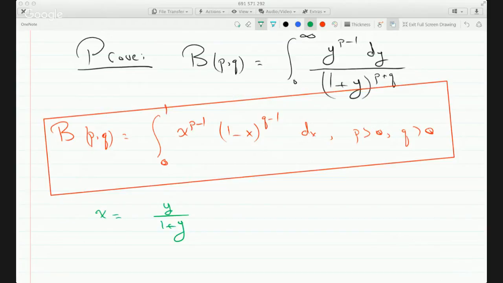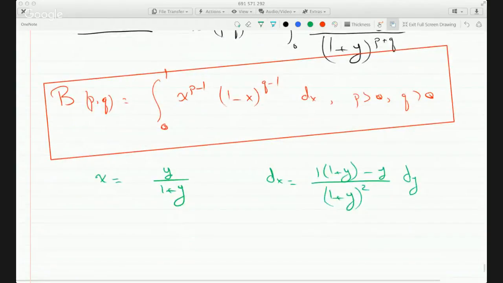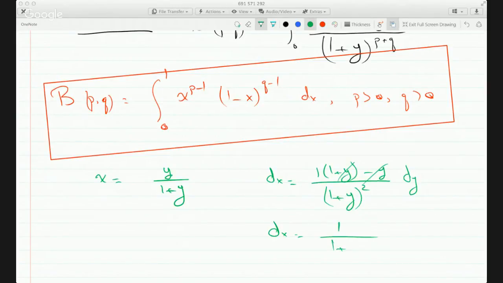So differentiate. You get dx, by the quotient rule, (1 times (1 + y) minus y) over (1 + y) squared dy. So this turns out to be, the y cancels the y, and we get 1 over (1 + y) squared dy. So you can replace dx with this.